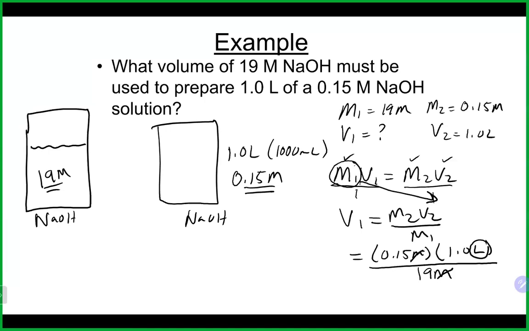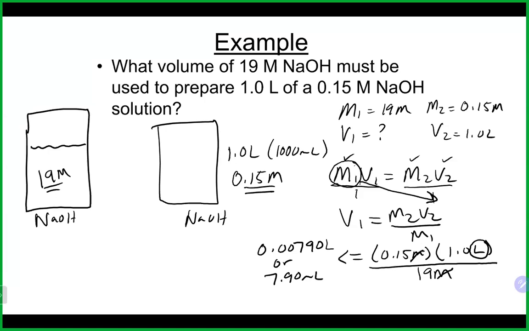Because I left this in liters, my answer is going to be in liters, obviously, in this case. If I converted it to milliliters, I would get the answer in milliliters. But here we have 0.15, and we're going to divide it by 19. And that's going to give us 0.0079 liters, or a little bit easier unit maybe to use, 7.9 milliliters. First off, any question on that calculation?